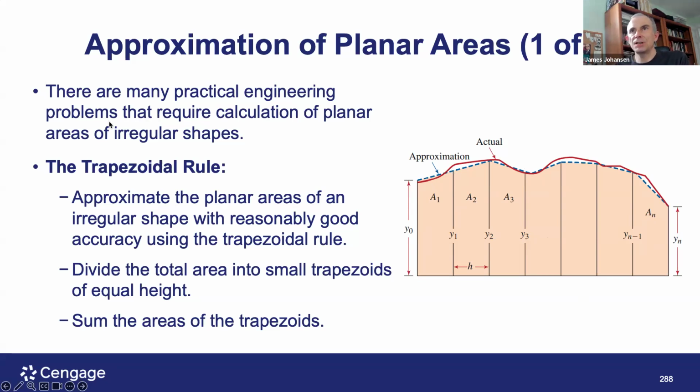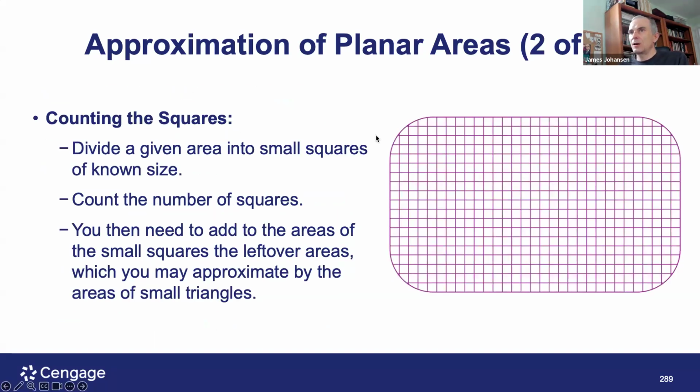There are many practical engineering problems that require calculation of a planar area of irregular shapes. Here we're using the trapezoid rule. Each one of these is divided into a rectangle with a right triangle on the top that we can use for coming up with the area. With a bunch of rectangles and triangles, we can figure out as much of an approximation as we want to calculate that area. Here's another example.